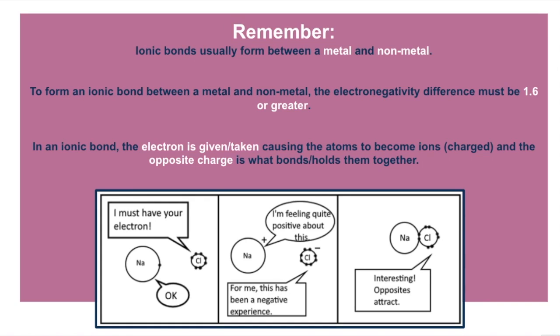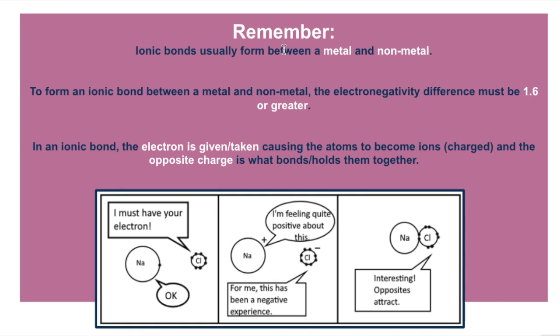This video is to help explain activity 4.5, the Lewis dot diagrams for ionic bonds. Remember, ionic bonds are different from covalent bonds, because covalent was sharing electrons. Ionic is giving or taking away of electrons, causing the atoms to become ions, which are charged particles. Those opposite charges are what attract them together and hold them together in the bond.